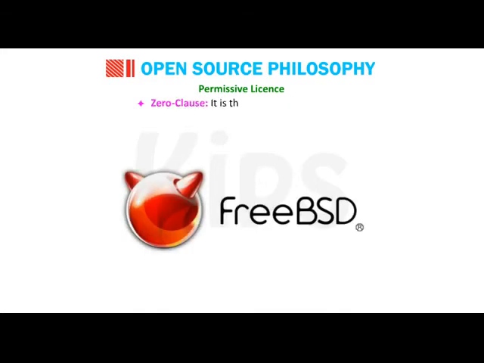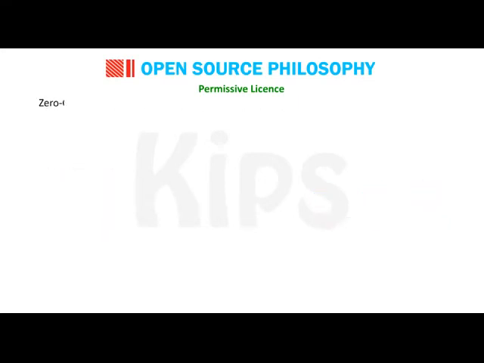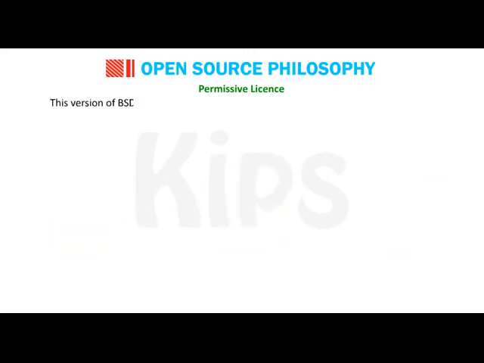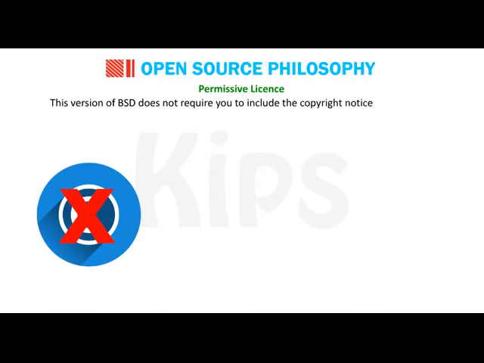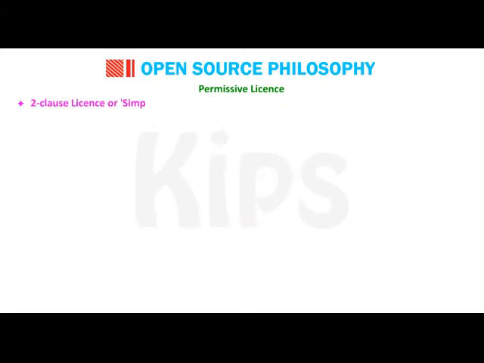Zero Clause. It is the latest of the BSD licenses. It was published in 2006. It was initially approved under the name Free Public License 1.0.0. Zero Clause BSD grants permission to use, copy, modify or distribute this software for any purpose with or without a fee. This version of BSD does not require you to include the copyright notice, license text or disclaimer in either source or binary forms.